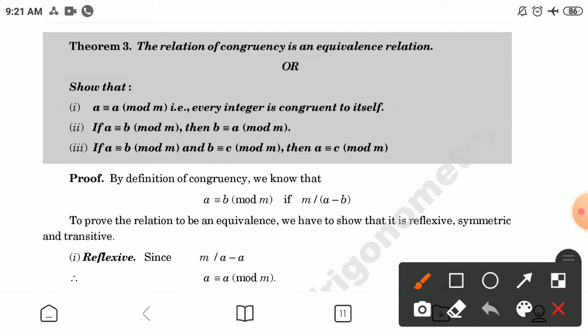Now, theorem third: the relation of congruency is an equivalence relation, or show that, first, a is congruent to a mod m, that is, every integer is congruent to itself. Second, if a is congruent to b mod m, then b is congruent to a mod m. Third, if a is congruent to b mod m and b is congruent to c mod m, then a is congruent to c mod m.